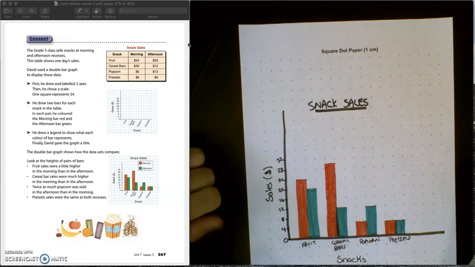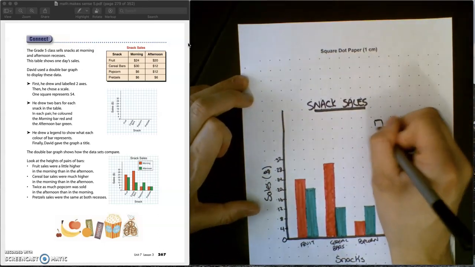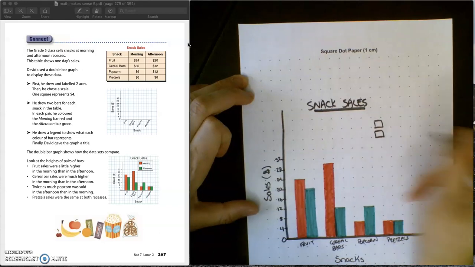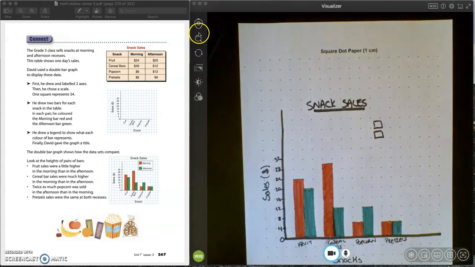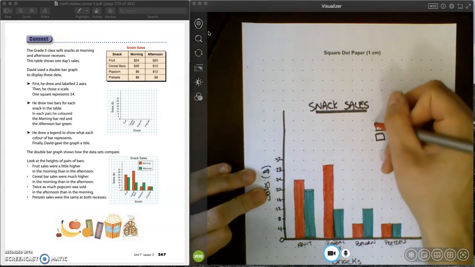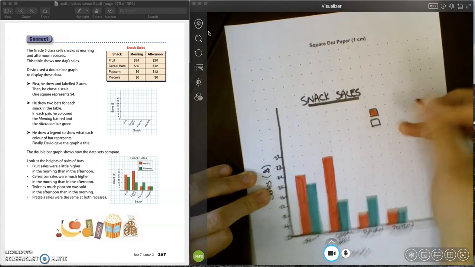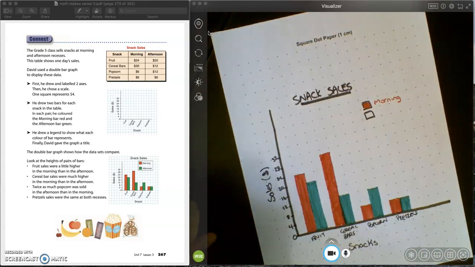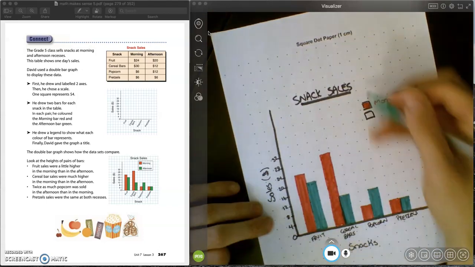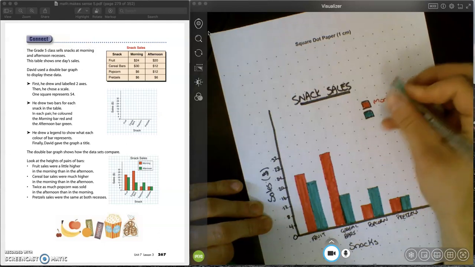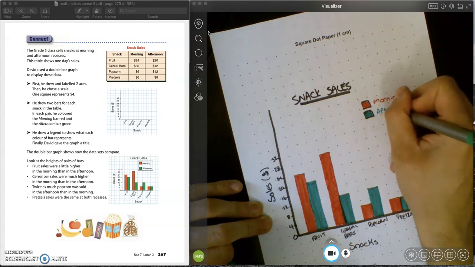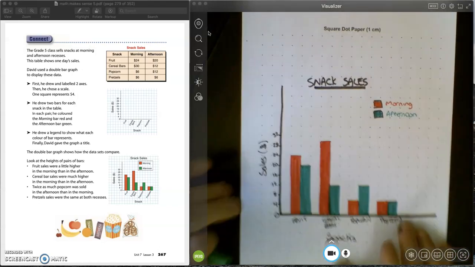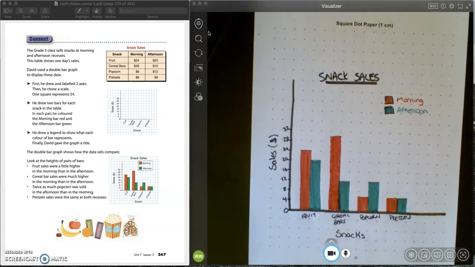Okay, and then I also need a little bit of a legend because it's a double bar graph. And right now it's just a bunch of fancy colors beside each other. So I need a red one, which is representative of the morning. And I need a green one, which is representative of the afternoon sales. So that is a complete double bar graph.